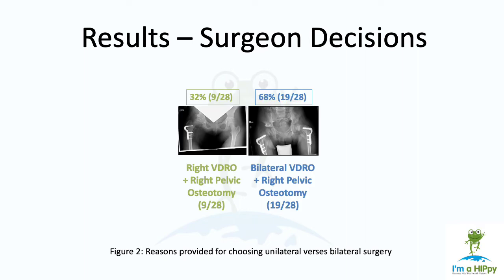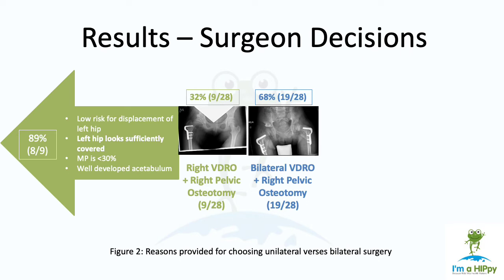So when it came to the recommendations of what surgery would be performed, 32% of the surgeons who responded stated that they would choose to perform only a unilateral procedure. That would include a right VDRO and a right pelvic osteotomy. 68% of surgeons stated they would perform bilateral VDROs and a right pelvic osteotomy.